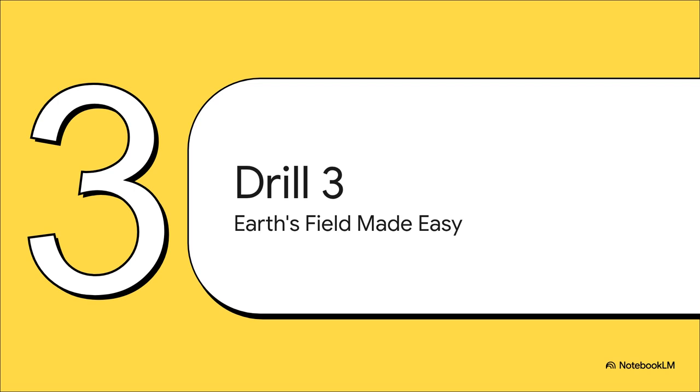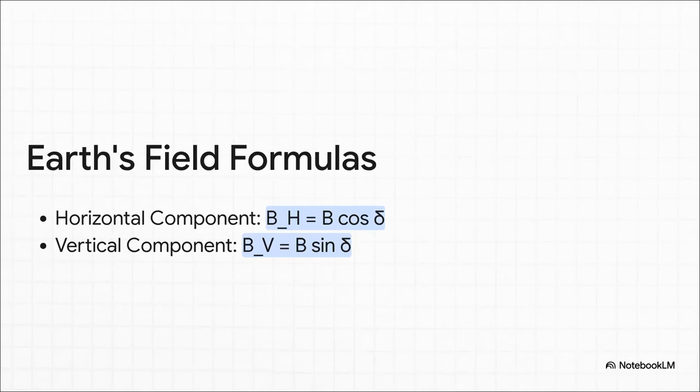Okay, next up, let's talk about Earth's magnetic field. I know the components can seem a little intimidating, but seriously, don't worry, we're going to boil it all down to 2 simple formulas and 1 easy little chant. These 2 formulas are all you need. That's it. They just take Earth's total magnetic field, B, and split it into its horizontal part, BH, and its vertical part, BV. The only hard part is remembering which one gets cosine and which one gets sine.